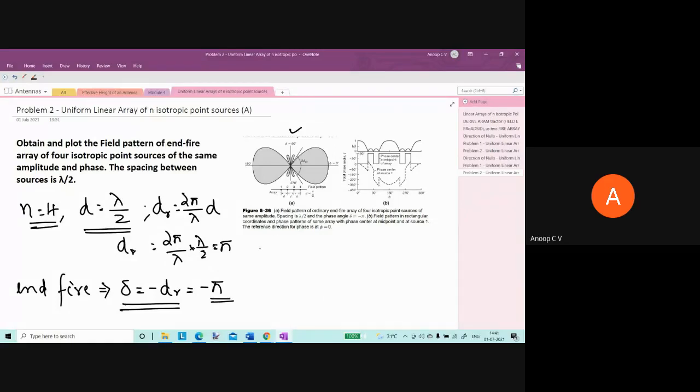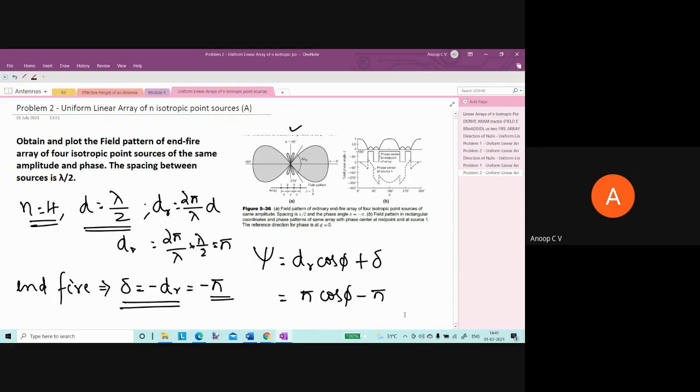So now I can write psi is equal to dr cos phi plus delta. So that is actually pi cos phi plus delta, which is minus pi. So I can write psi is equal to pi cos phi minus pi.